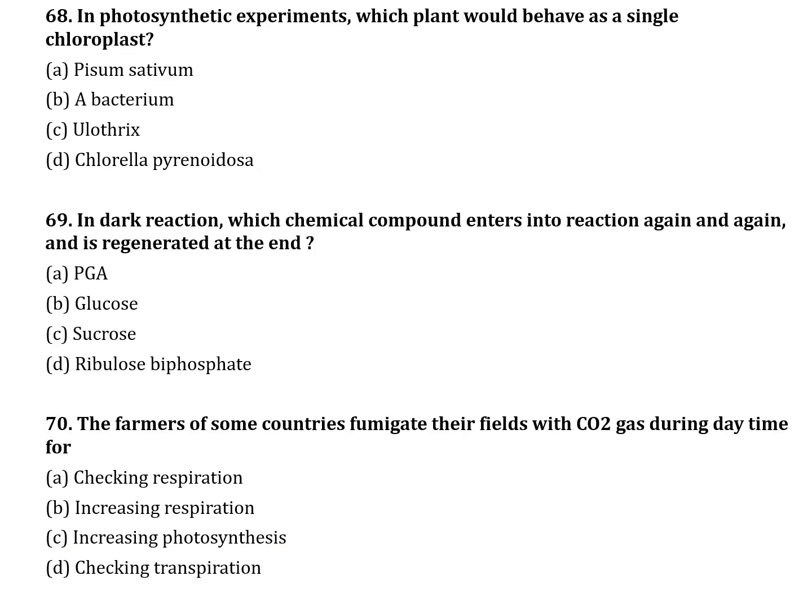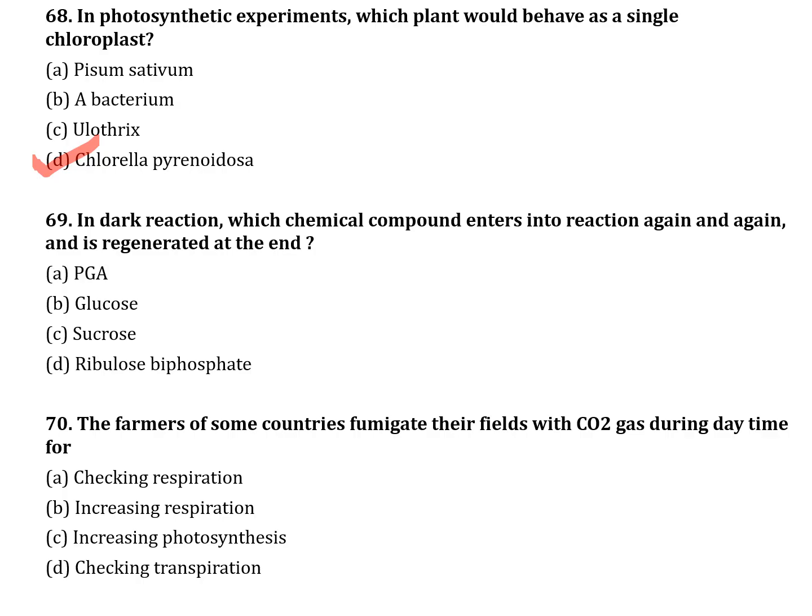In a photosynthetic experiment, which plant would behave as a single chloroplast? Option A, Pisum sativum. Option B, bacterium. Option C, Oscillatoria. Option D, Chlorella pyrenoidosa. Correct answer is option D, Chlorella pyrenoidosa. The next question number 69.